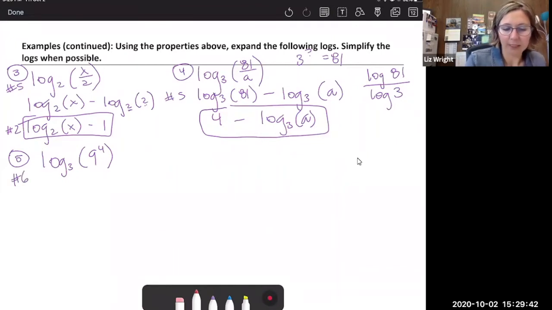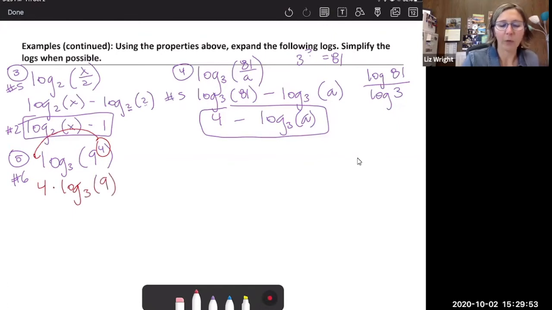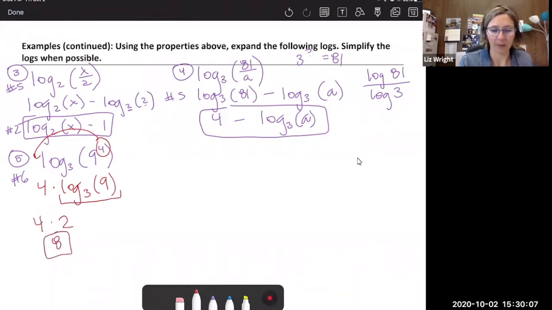So we are going to take this down and we're going to bring it down here. So then we're going to get 4 times log base 3 of 9. Can we go any further? You should say yes. So this asks the question, 3 to what power gives me 9? And that is 2. And then this is going to give you 8.